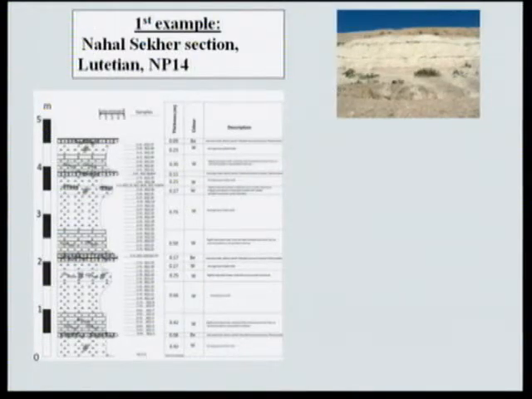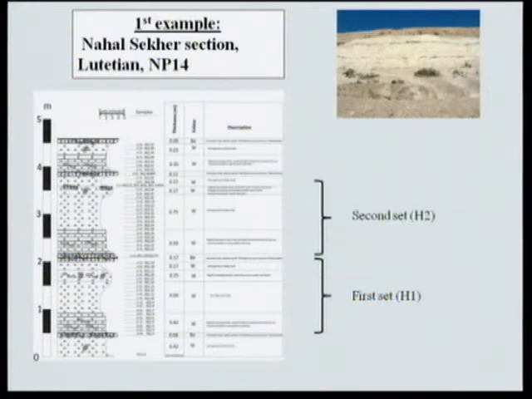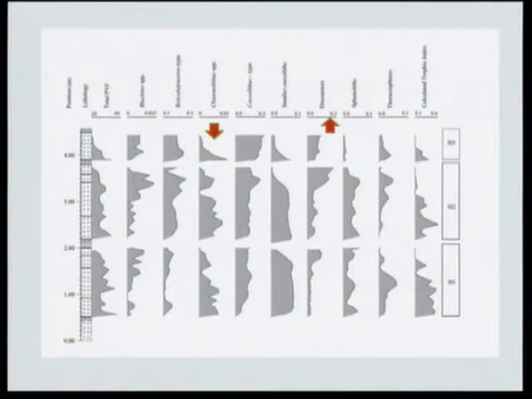I give you two examples here, and the first example is the Nahal Zeta section from the Lutetian NP14, which is the Middle Eocene, and you see that the Nahal Zeta section is comprised of bed sets of indurated limestone and chalk. I call them the first set, the second set, and the third set. And let us look at the results of calcareous nanofossils. And what you can see, okay, here are the bed sets, 1, 2, 3, and named H1, H2, H3. And you can see Chiasmolithus is doing the same. It's going down towards each one of the bed sets. Whereas the discoasters behave just the opposite, antithetically, just as was expected.